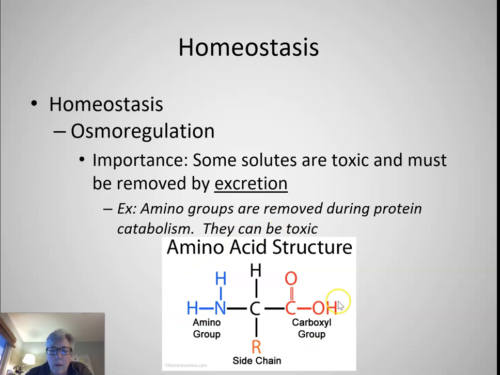So here's the generic structure of an amino acid, and this amino group is very toxic, so that has to get secreted in our urine. It gets converted into urea, and then it gets put into our urine, and it gets kicked out. So when we eat proteins and we're metabolizing all the amino acids in a protein, the amine functional group gets tossed out. We've got to get rid of it.